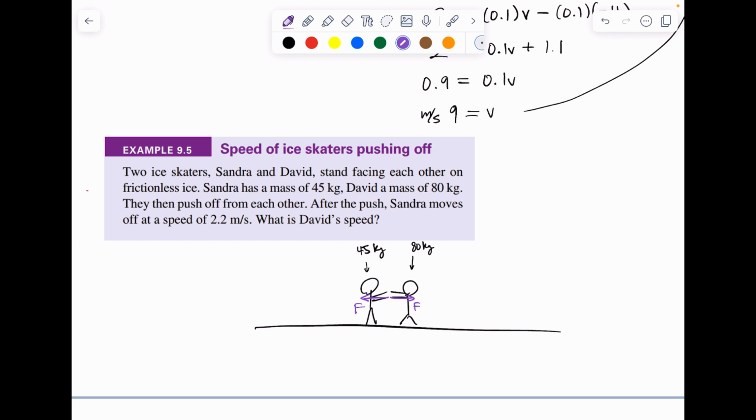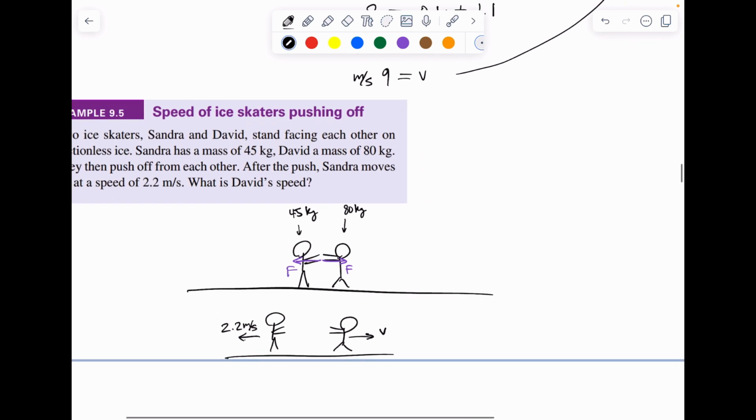Right? After the push, Sandra moves, right, so Sandra's the 45 kilogram one. After the push, she's moving off at a speed of 2.2 meters per second. Right? And what is his speed, V? So this is a very nice conservation of momentum.